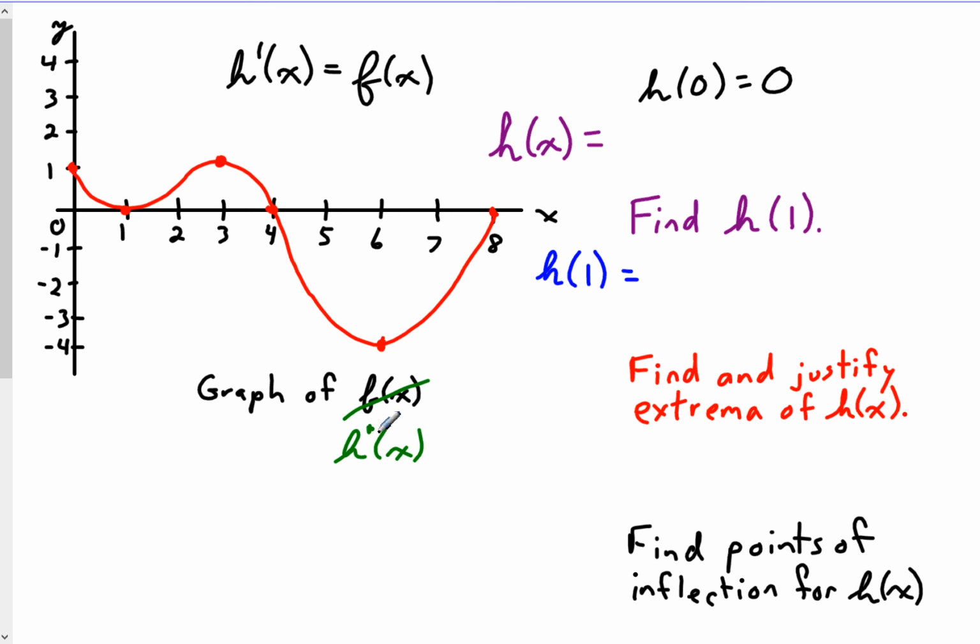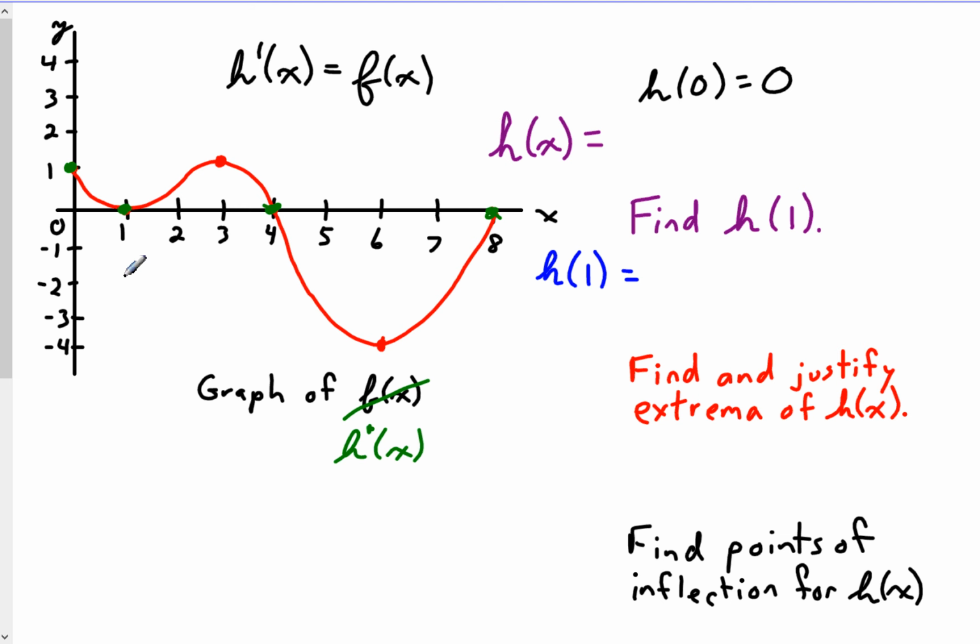Which actually means we can talk about finding extrema and points of inflection at this moment. We don't even need to know anything about h, because we're told h prime. So extrema occur at endpoints, so we could have an extreme value at 0 when x is 0, or at 8. They also occur at critical points where h prime would be 0 or undefined, which in this case would be at x equals 1 and x equals 4.